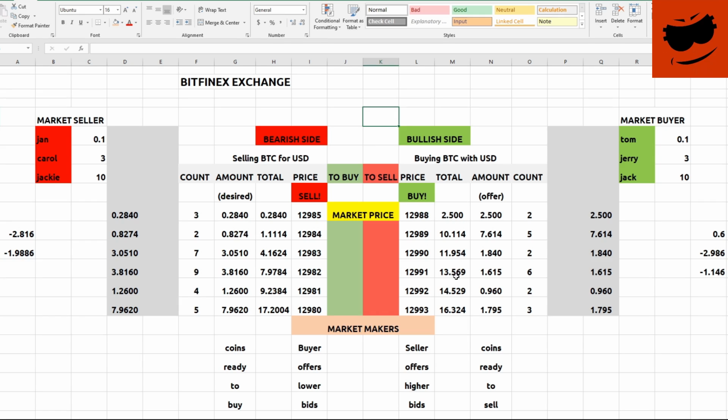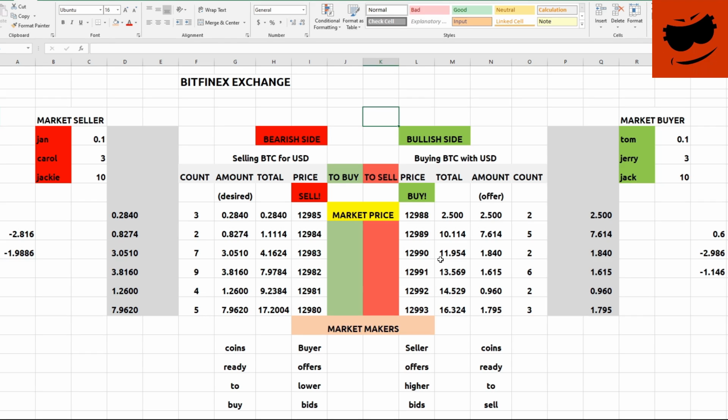This total line I'll come to in one second. We have an amount on offer for sale to people who wish to come in and buy. We've got 2.5 at this particular price, and we've got 7.6 Bitcoin at $12,989, and we've got 1.84 on offer at $12,990. All these are people who wish to sell Bitcoin to the buyer, and they are putting in bids which they feel comfortable with.